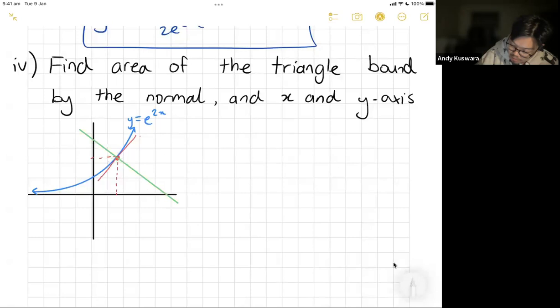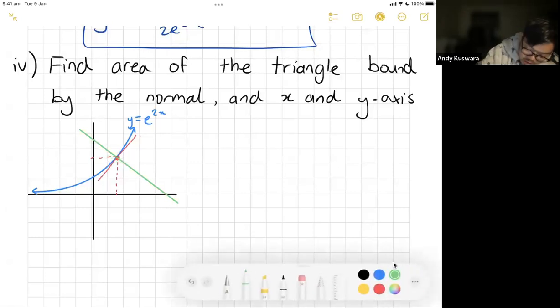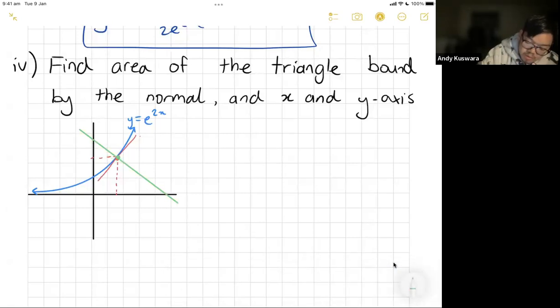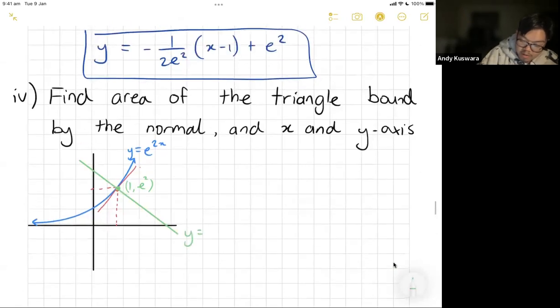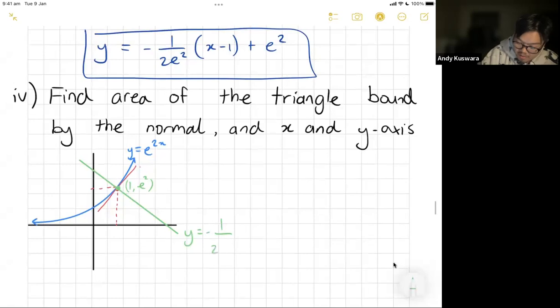And what I'm hoping for is once I do this, I can recognize that there is going to be 1 on 2e squared. And this equation is going to be y equals -1 on 2e squared, bracket x minus 1, plus e squared. Oof. Okay.